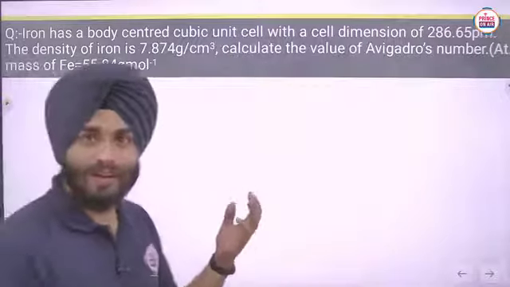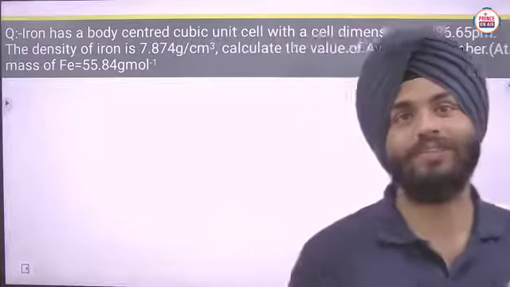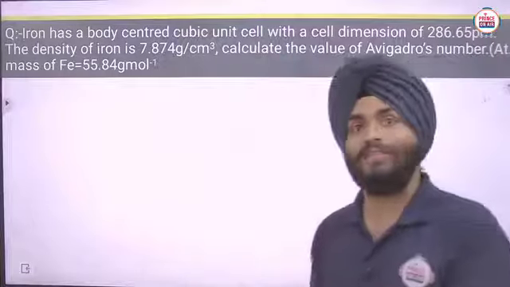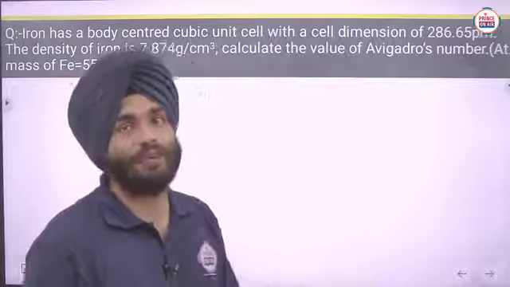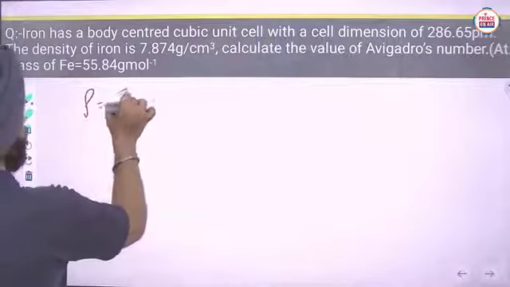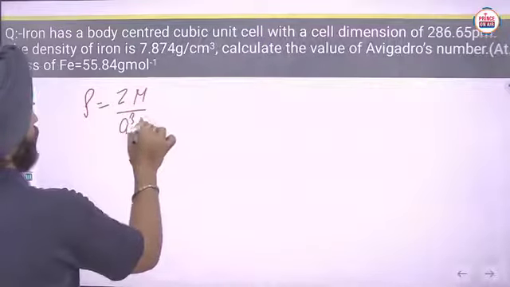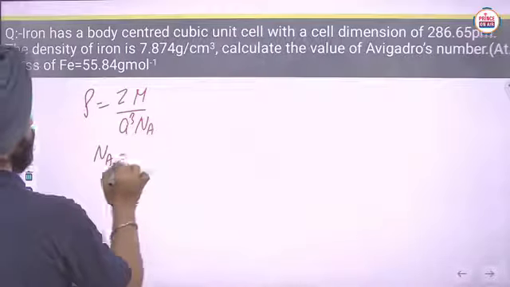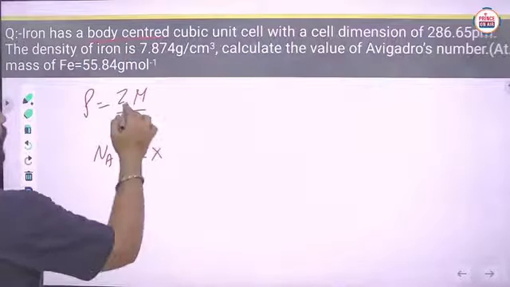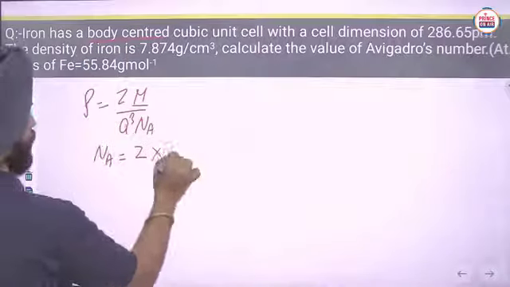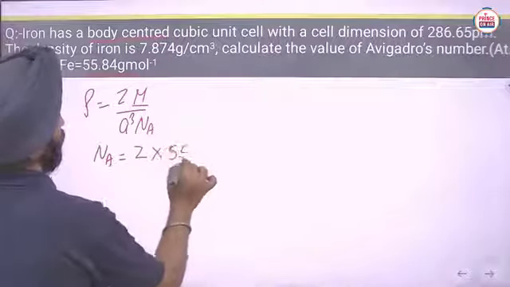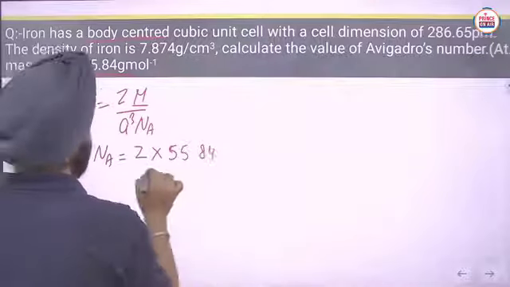So now the density of iron is 7.874 gram per cubic centimeter. Calculate the value of Avogadro's number. The molar mass of iron is given to you, that is 55.84 gram per mole. So directly you can answer that question. Rho is equal to Zm upon a cube Na. Na we have to calculate here, no? So Z for BCC, Z is 2. Okay. M, the molar mass, is 55.84 gram per mole.